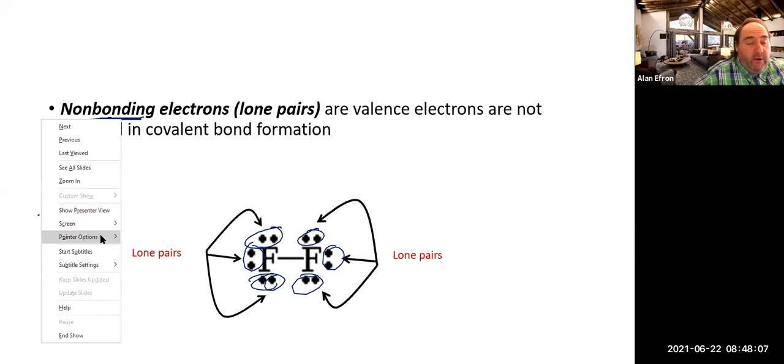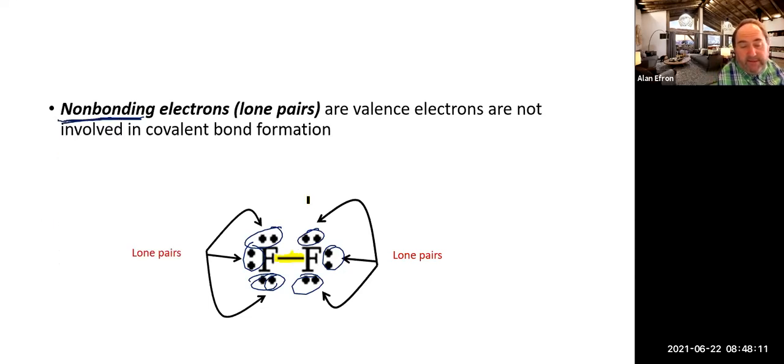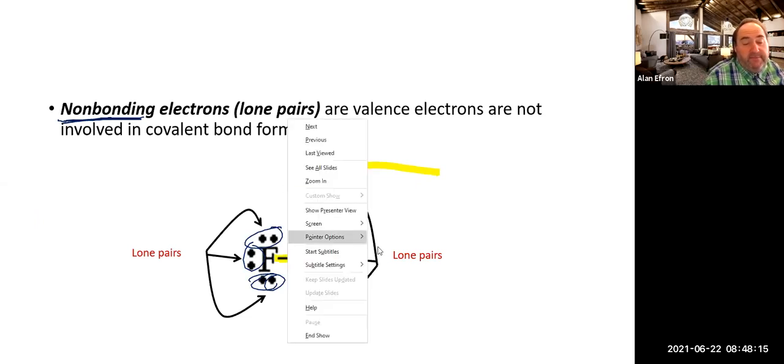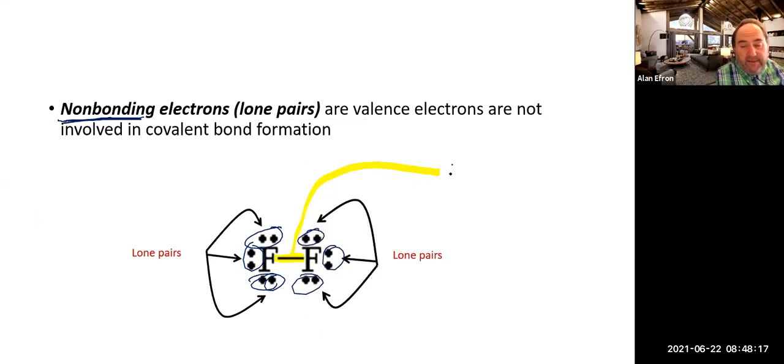Now, the ones that are involved in the bond have a very creative name, and that would be these guys right here. These are referred to as bonding electrons, and it's a very creative name. So bonding electrons, much like the name implies, are electrons that are making a bond. Non-bonding electrons are really the dots.